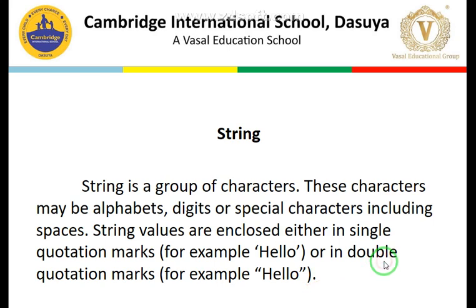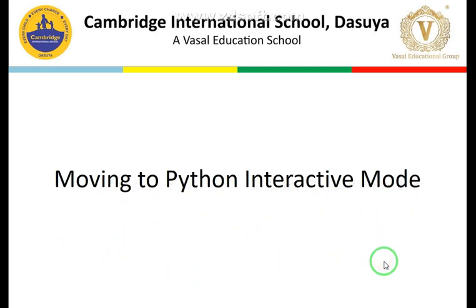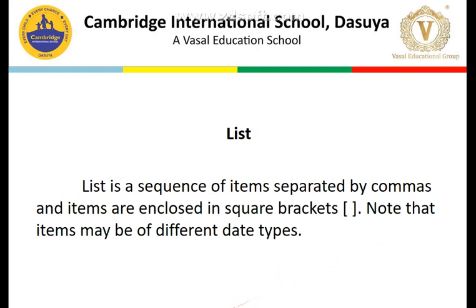Now moving to the next, we have list. This is a very important data type and very frequently used in Python. A list is a sequence of items separated by commas, and the items are enclosed within square brackets. Note that the items may be of different data types. The spellings are wrong here, data types. Now we move to the example of list.